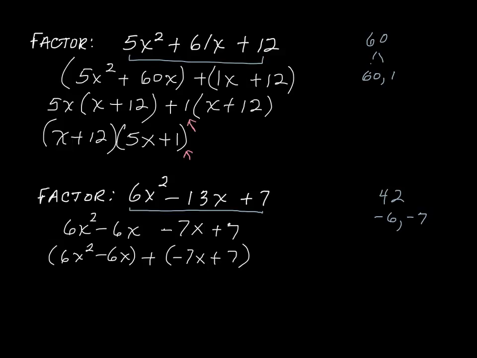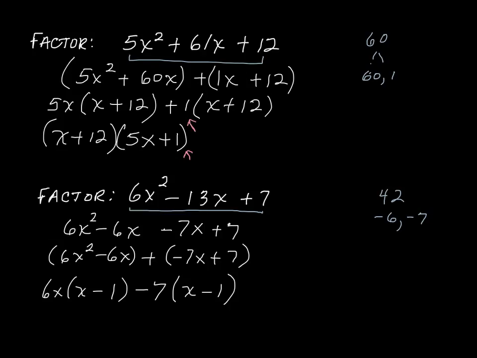What can be factored out of the first binomial? 6x. And it leaves us an x minus 1. So we want x minus 1. If we factor out a 7 out of the second binomial, then we're going to get negative x plus 1. We don't want negative x plus 1. We want x minus 1. So we have to factor out a negative 7, and that's going to change the sign of the x to positive, and the 7 will become a negative 1.